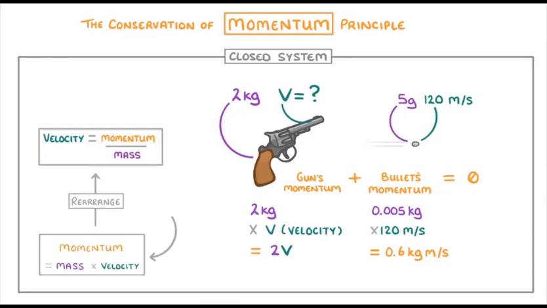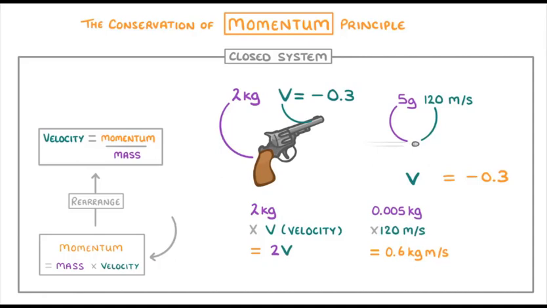Finally, we can use these momentum values for the gun and the bullet to rewrite our equation as 2v plus 0.6 equals 0. And then we can just rearrange this equation to find out the missing value of v. So first, we subtract 0.6 from both sides, giving us 2v equals negative 0.6, and then we divide both sides by 2, leaving us with v equals negative 0.3 meters per second, which is the gun's recoil velocity.